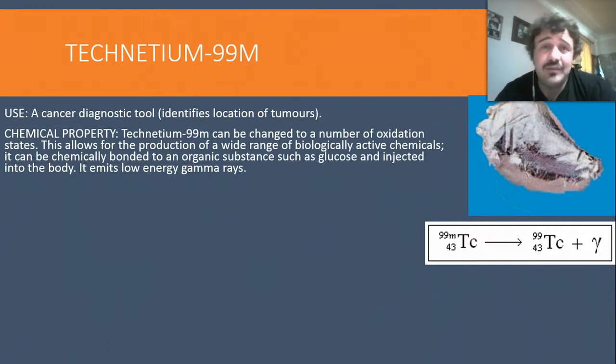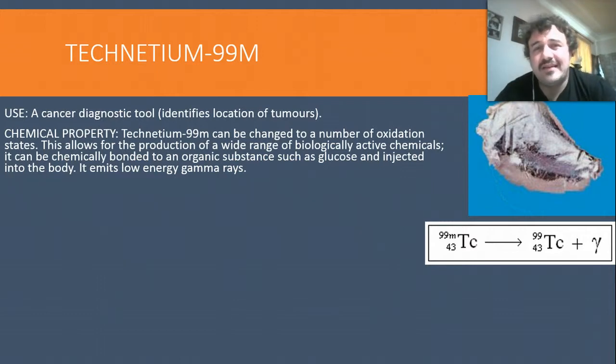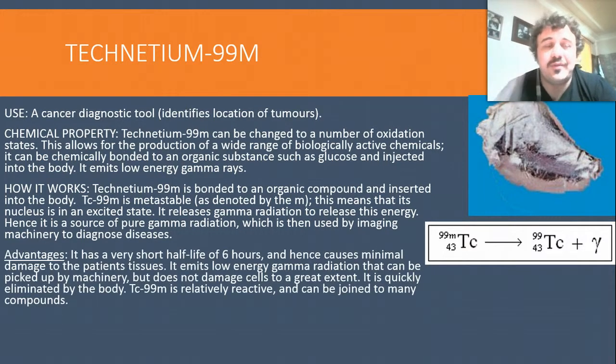Now, low energy is really important there. The reason you don't want high energy is that it's actually too destructive for the human. So low energy gamma rays. Basically, we bond it to an organic compound, and it inserts into the body. It's metastable, which means it has a high excited state, which means it's going to release the photon, the gamma ray, as it calms down, which we then use to do imaging, which we'll see a few of in a second. They actually look pretty cool.